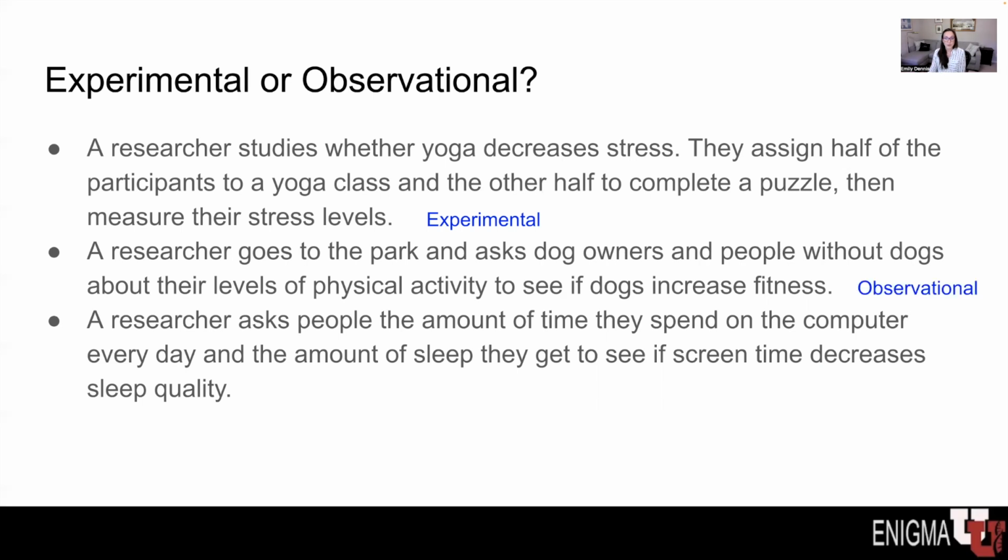This one is observational. We are observing the natural behaviors. We are not asking people to buy a dog for the purpose of our study and then see what happens to their fitness. We are merely observing what exists in the natural world by observing and asking people about their behaviors and whether they have a dog or not.